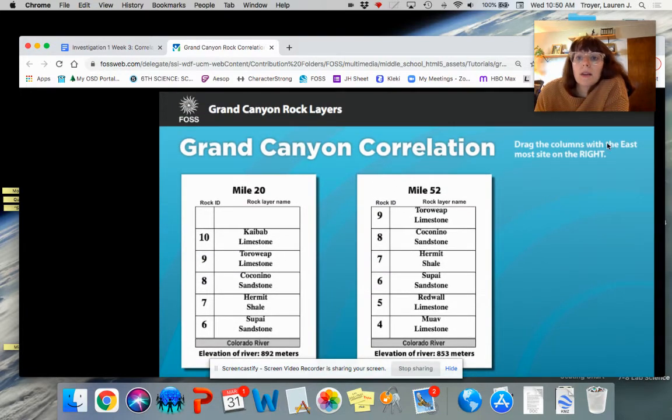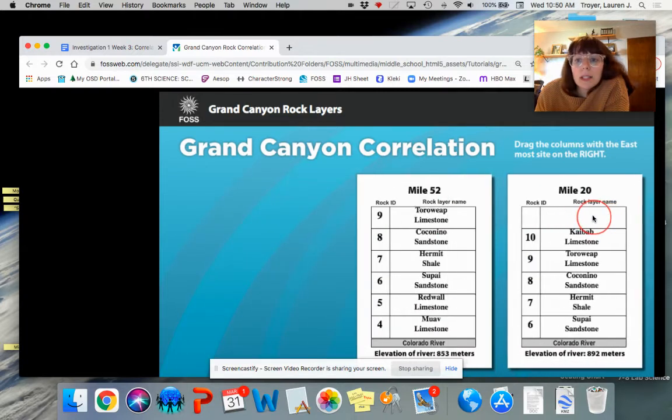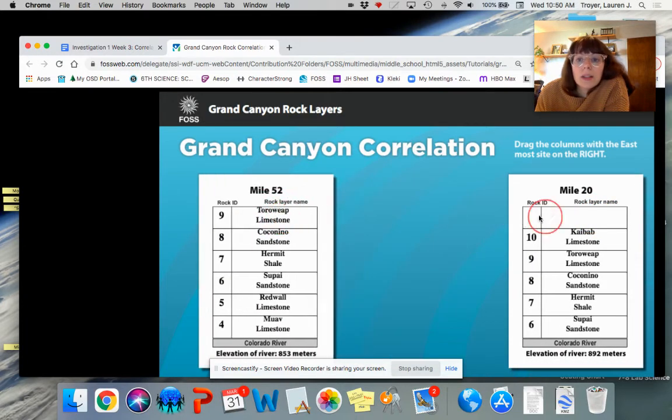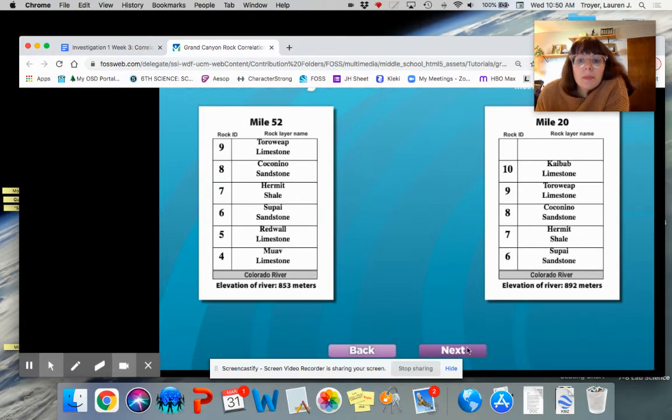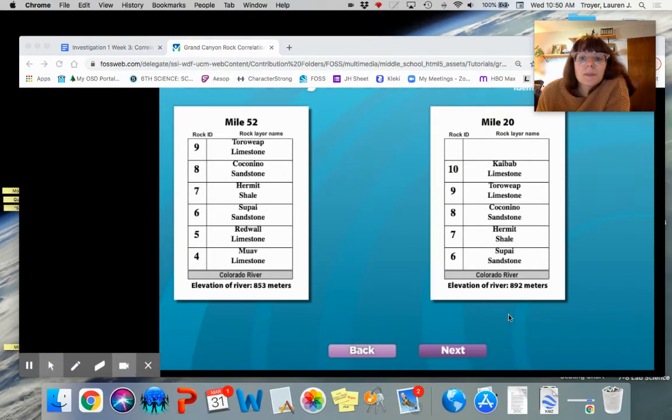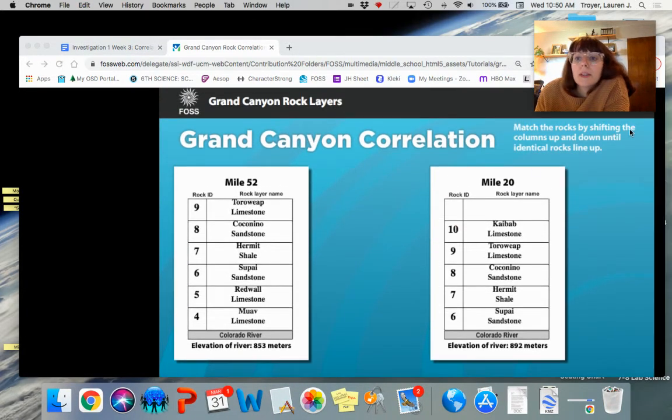Now it says drag the column with the eastmost site on the right. Mile 20 is farther east, so it should look like this. Match the rocks by shifting the columns up and down until identical rocks line up. Well, right now, the identical rocks do not line up. I need to shift this up and down so that the identical rocks line up.